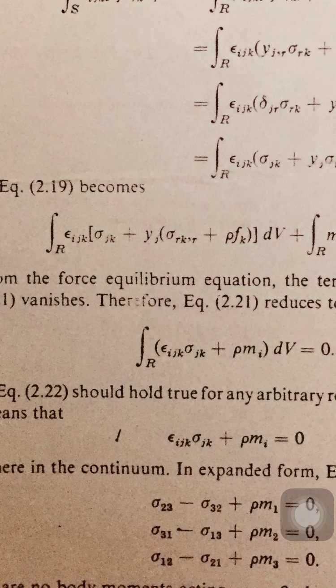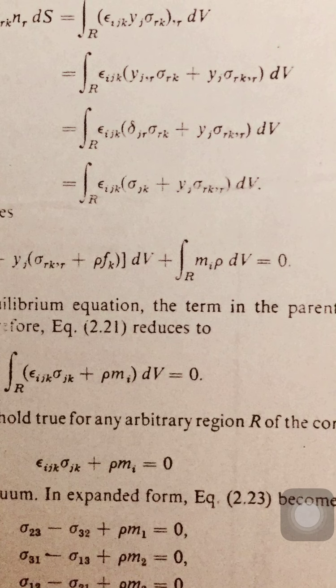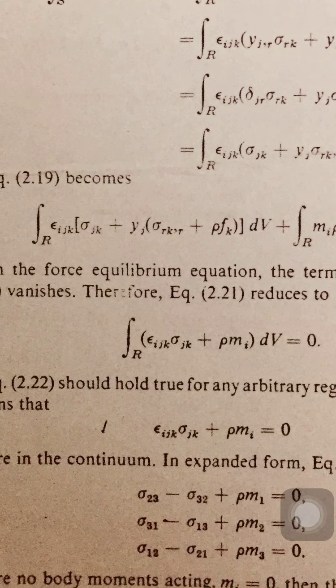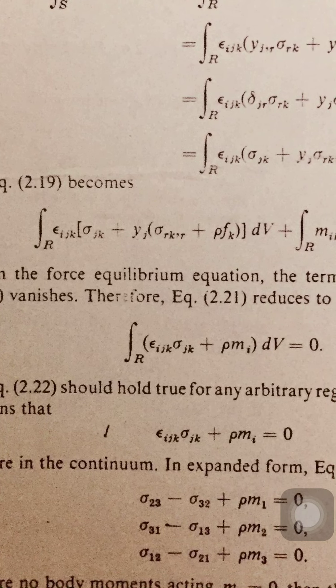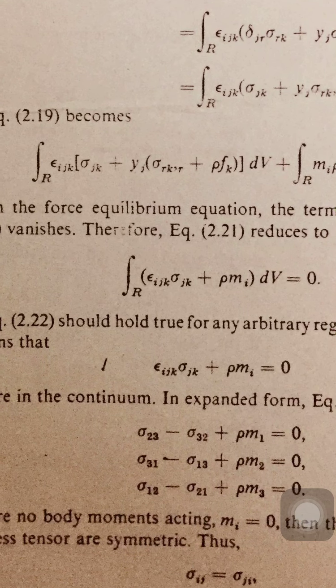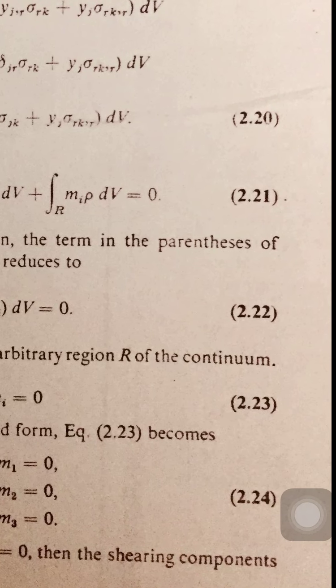Okay, now take dv common, and epsilon ijk sigma jk, and the common term in the middle is nothing but the force equilibrium equation which we proved just now. So the term sigma rk comma r plus rho fk becomes 0 due to the force equilibrium equation. So equation 2.21 reduces to 2.22.